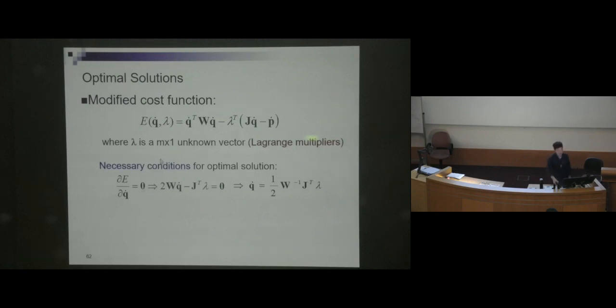At your minimum or maximum point where you have your partial differential equal to 0, you do the partial differentiations, and you have 2W Q dot minus J transpose lambda is equal to 0. Your Q dot is equal to half W inverse J transpose lambda. We're not going to do the derivations. Then if you do the partial differentiation of E with respect to lambda, you have J Q dot minus P dot equal to 0. So you can determine your lambda to be equal to this.